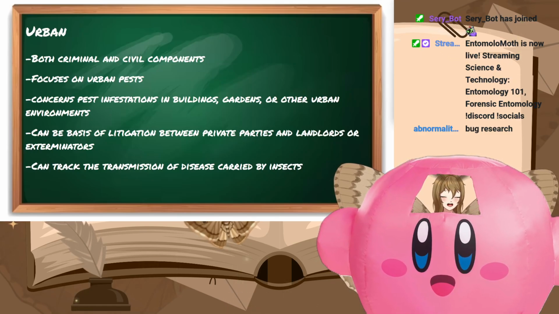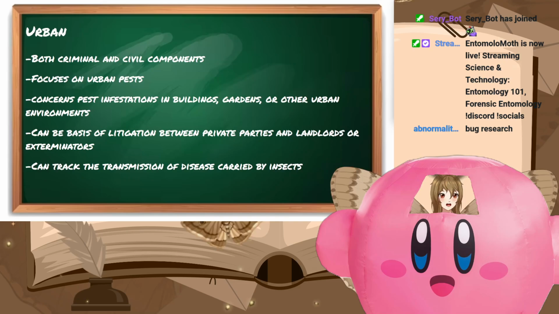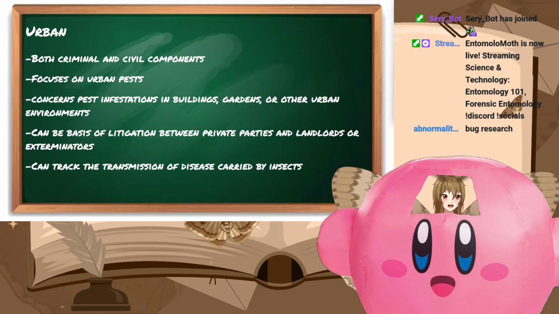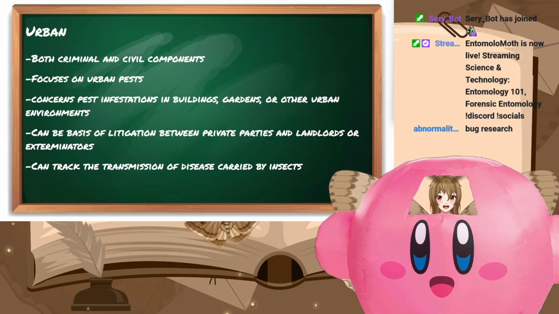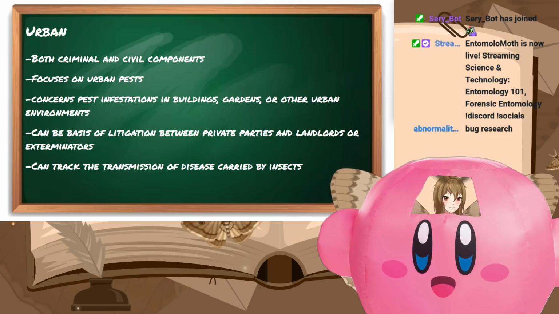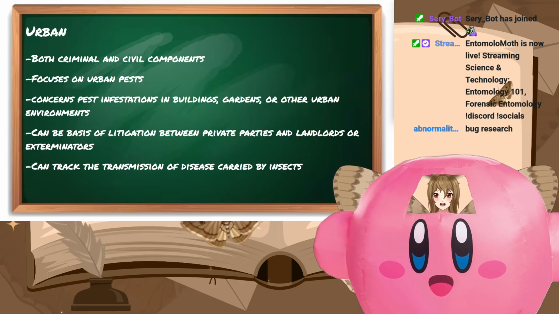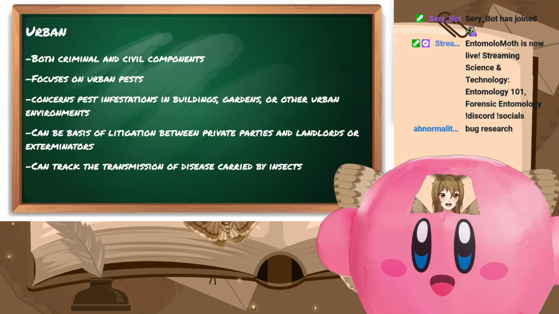But it can also help if there was an accident through termite damage, or it shows how effective an exterminator really was. Was the landlord just too cheap for anything? Anything that could be a basis in court. That is what litigation means. It's the basis of something used in court. And it can also track the transmission of disease carried by insects.